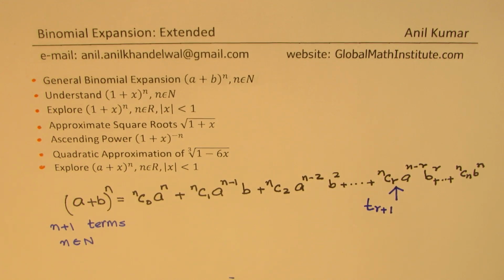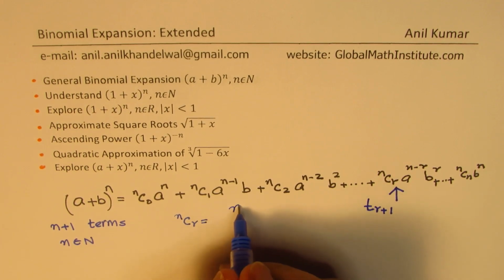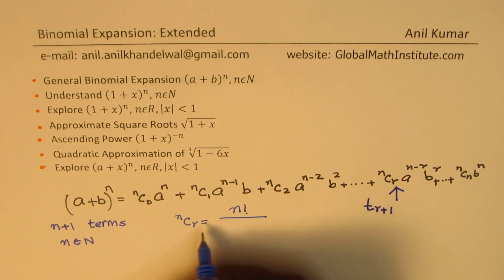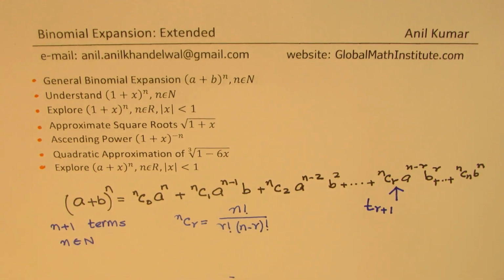Now also let me give you the formula for nCr so that you understand what nCr means in this particular expansion, right? So we have nCr in general as n factorial divided by r factorial times (n minus r) factorial. That is what nCr is, right? So these are called the coefficients of our series.